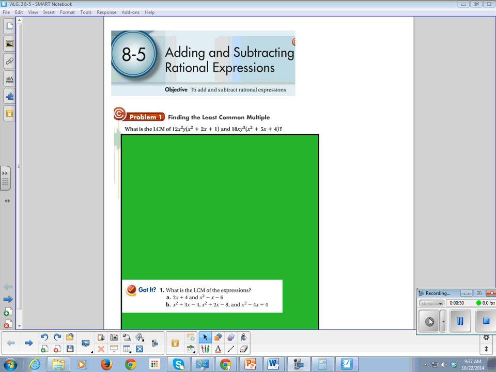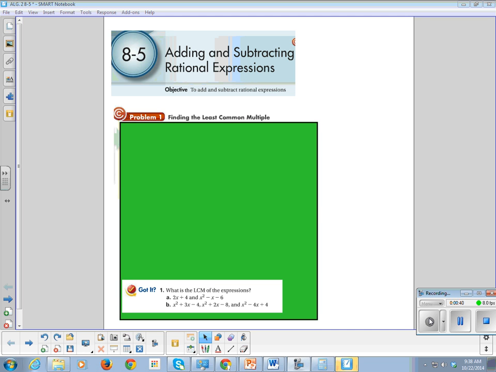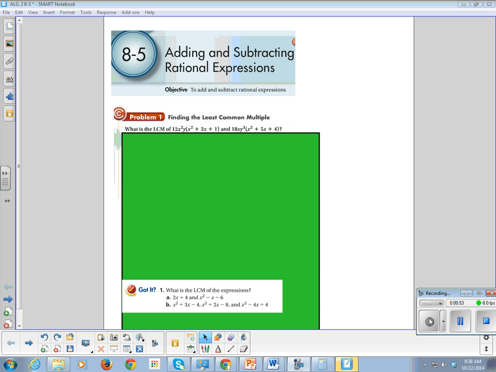And step number 1 to finding a common denominator is to find the least common multiple. So we're going to go over finding the least common multiple, and that's going to lead us into common denominators, so you guys know where we're going. All right, so problem number 1 is finding the least common multiple.